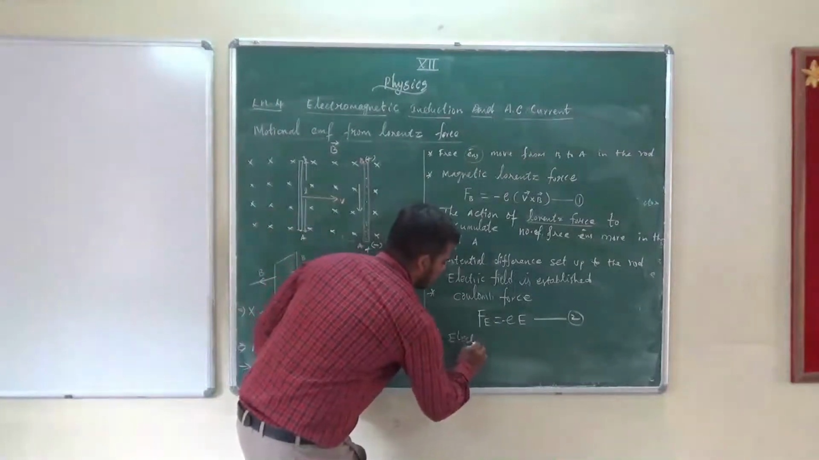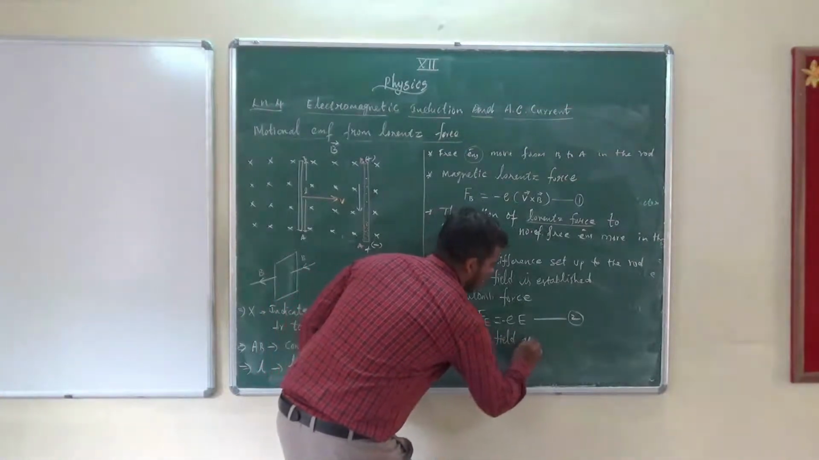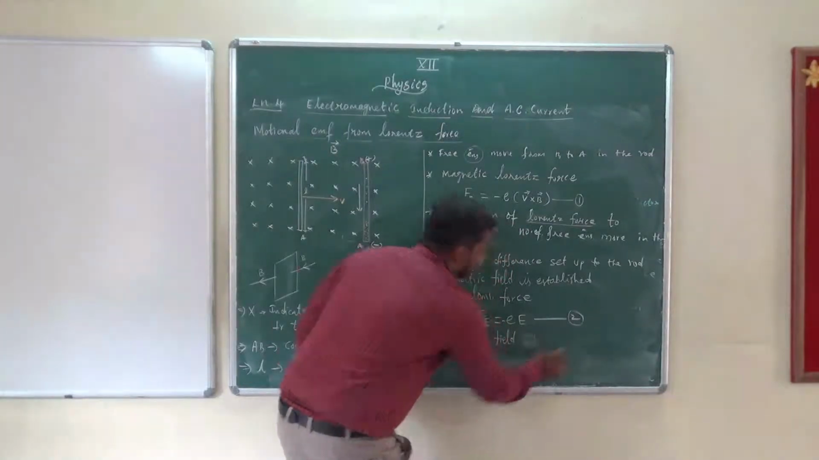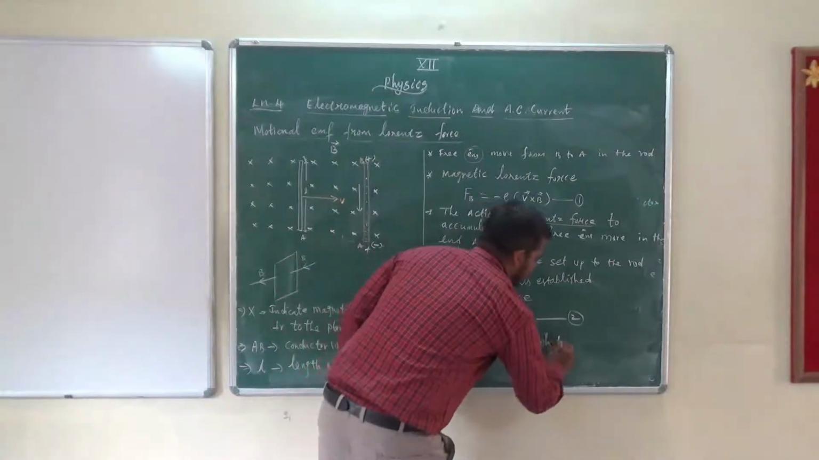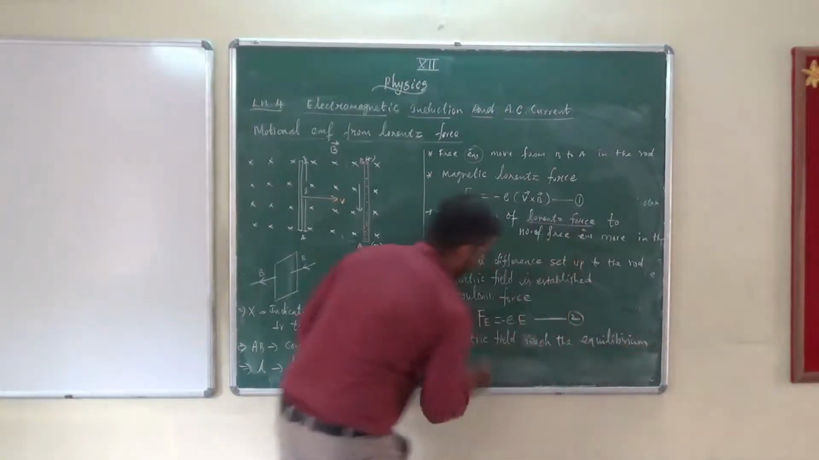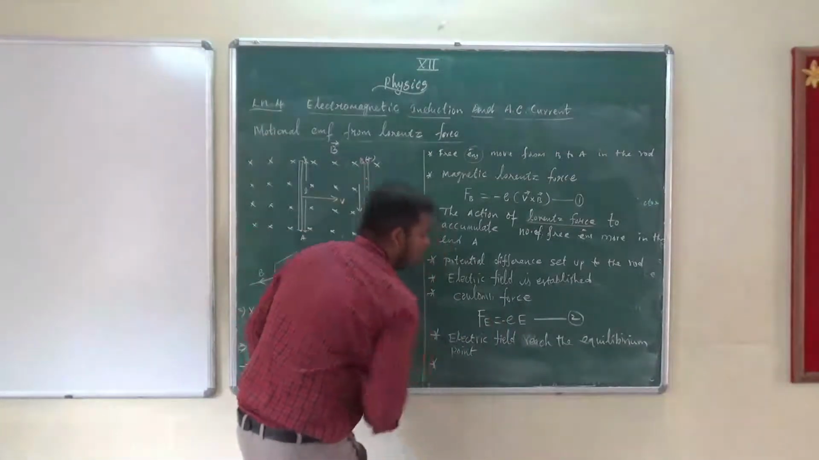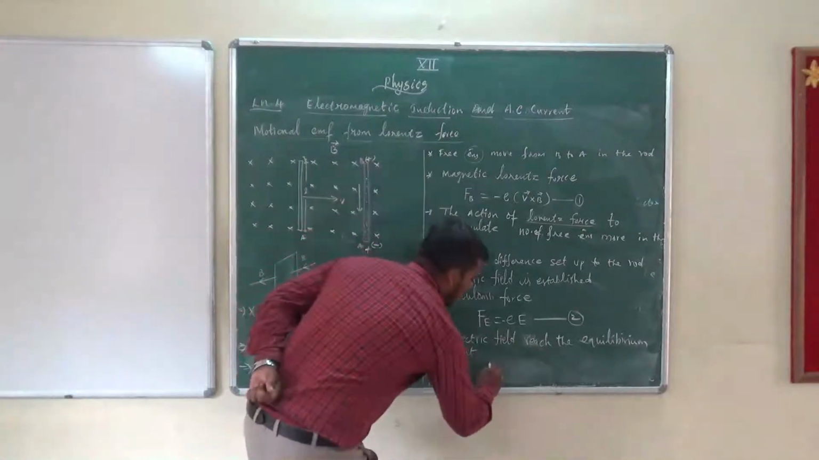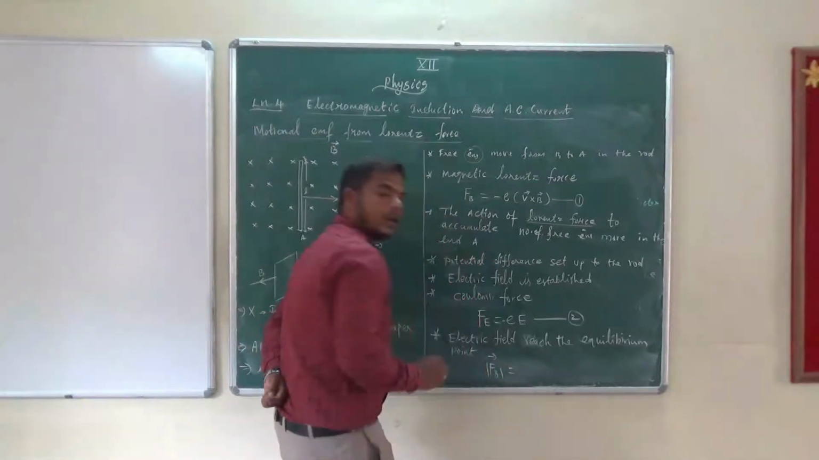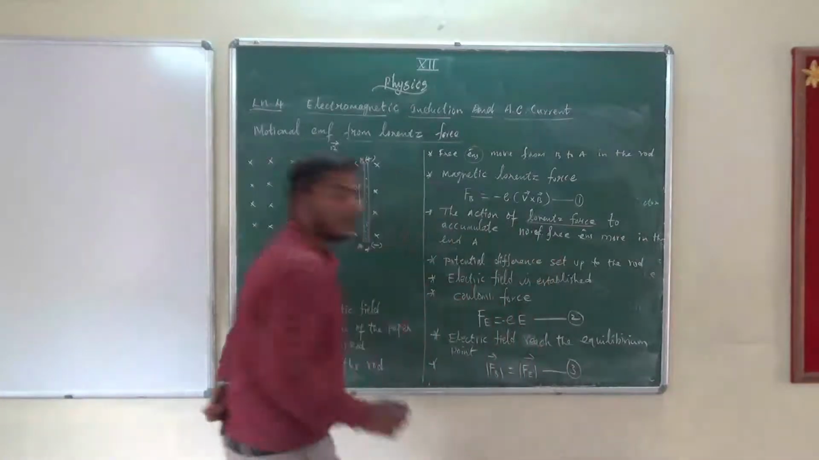Electric field reach the equilibrium point. Magnetic Lorentz force is equal in magnitude to electric Coulomb force, F_B equals F_E. Consider this is equation number 3.